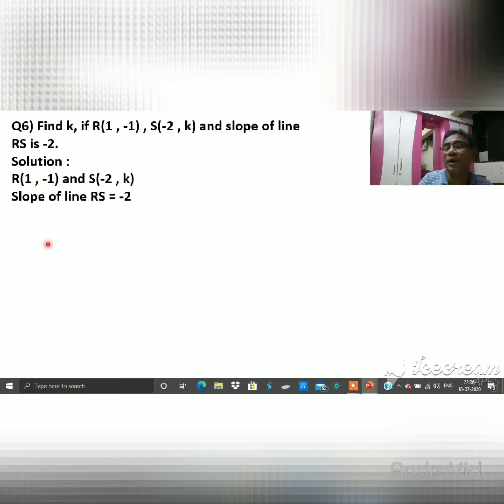That can be y2 minus y1 divided by x2 minus x1. So slope of line RS is equal to y2. Y2 is k, so I write here k minus y1. Y1 is minus 1, so I write it in the bracket, minus 1. Then x2 is minus 2, so I write here minus 2, minus x1. X1 is 1. Out of the bracket the negative sign, so minus 1 becomes plus 1. So k plus 1, and here the slope of line RS is minus 2.